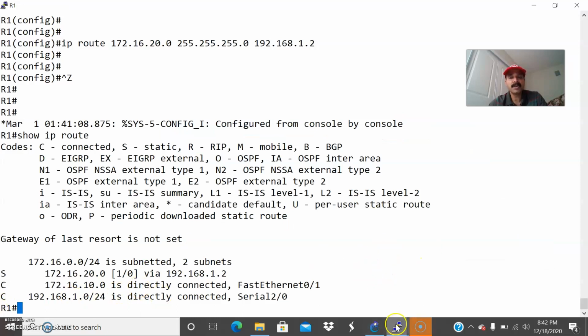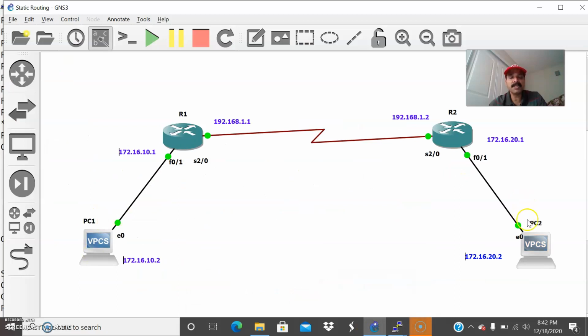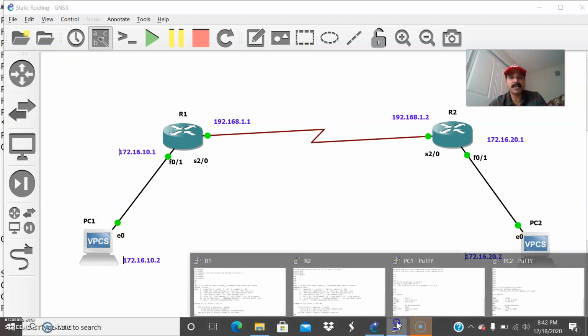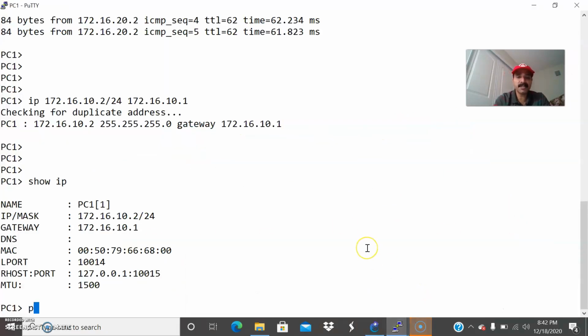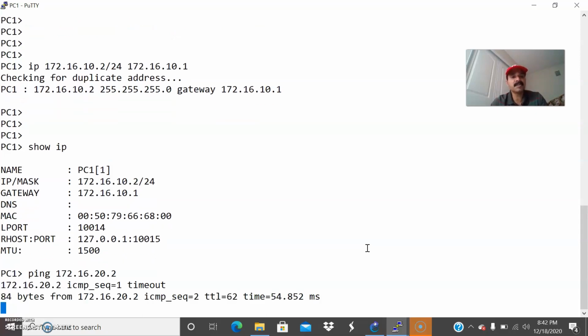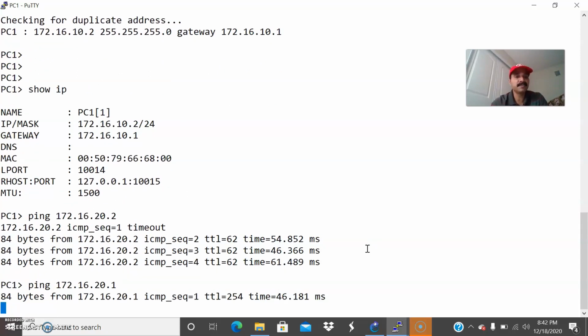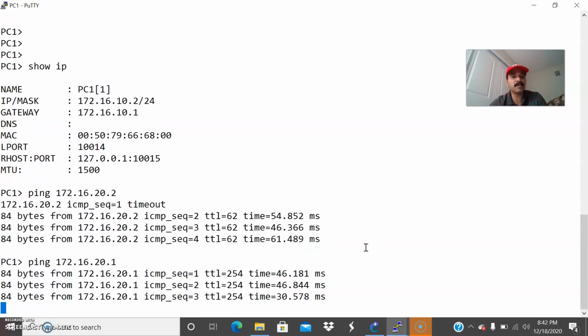Now let us ping. I need to ping from PC1 to PC2 and PC2 to PC1. So let us go here and ping the remote PC2, 172.16.20.2. Let us see if we are able to ping. Yes, I am able to ping the IP address. Similarly, let us check the gateway of the remote network. We are able to ping.